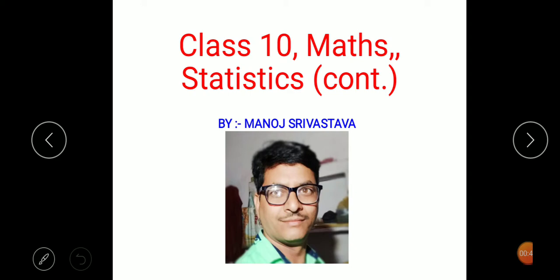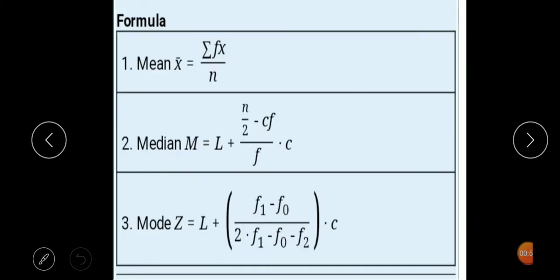So let's start the topic. How to find the mean, median and mode. Dear students, once for revision, the formula recapitulation: the mean, represented by the symbol x bar, is equal to sigma fx upon n. It can be written as sigma fx upon sigma f also. This is the formula for mean.